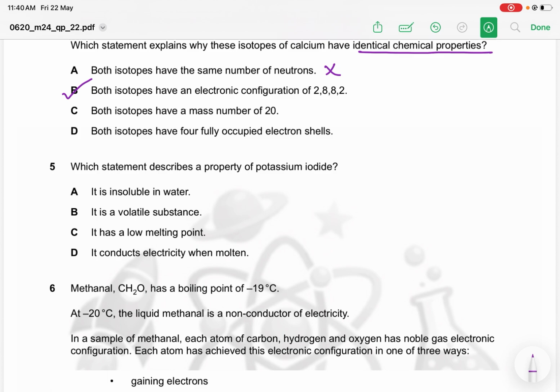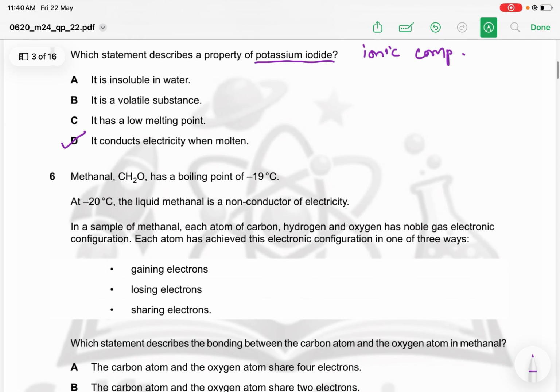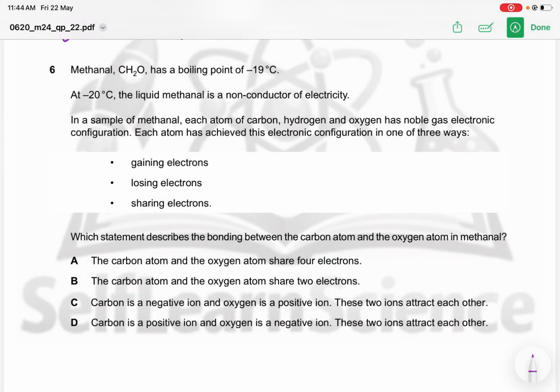Which statement describes the property of potassium iodide? Now you should know that potassium iodide is an ionic compound. It is insoluble in water. No, ionic compounds are soluble in water. It is a volatile substance. No, ionic compounds have strong electrostatic forces of attraction, so they are not volatile. It has a low melting point. Ionic compounds have a high melting point. It conducts electricity when molten. So yes, it is correct. Ionic compounds conduct electricity when in molten or in aqueous state. Okay. Question 6.